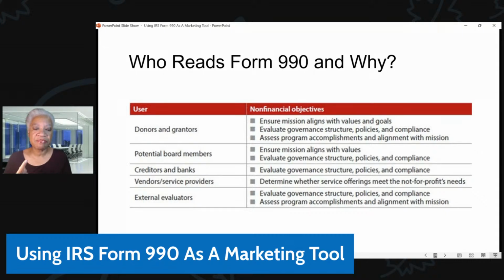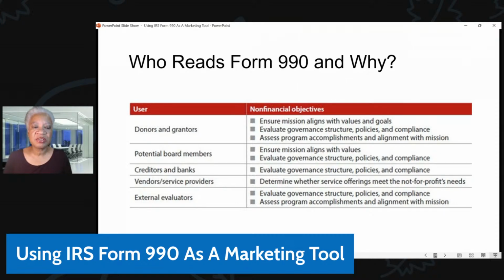Your creditors and banks are obviously going to be interested in this because they want to understand your financial background, as well as governance and policies and how compliant you are. Compliance is really important, as you'll see down the road, because everybody has a stake in how well you comply. The extent to which you comply with federal rules and regulations will give them a sense for how well you're going to comply with their own rules.